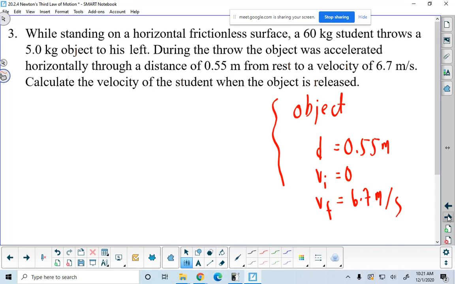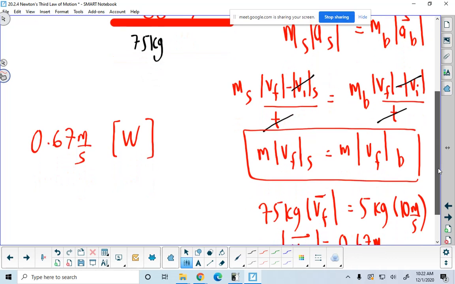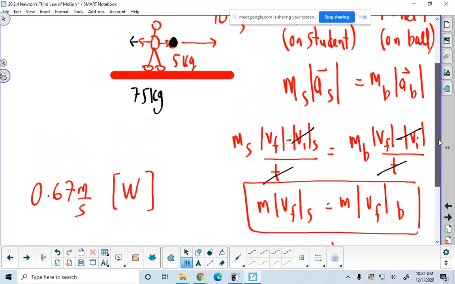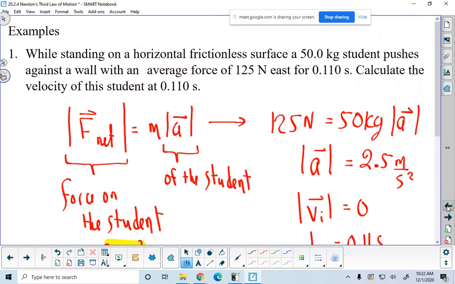I think you need to recognize something here, that a lot of the time you're given information that's not relevant. The fact that it was horizontally moving through a distance of 0.55 meters doesn't change the fact that everything we did here that you're looking at on the right-hand side of your screen would still be applicable to example 3. It's got nothing to do with the distance. Now, if I asked you what distance the student moved, that would be more complicated. But this principle is still true.